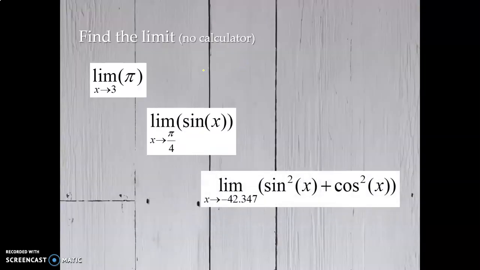All right, so hit pause, try to do these three as quickly as you can without a calculator. All right, let's see how you did.